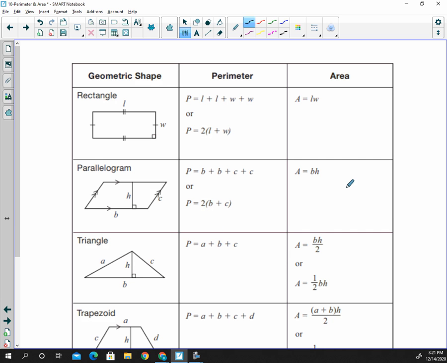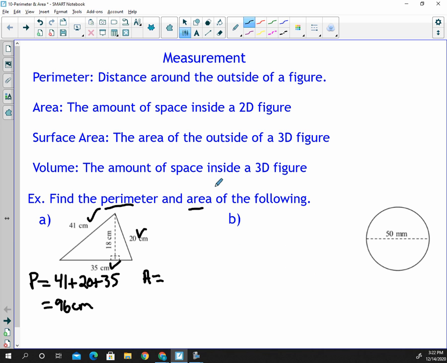And here's the triangle. In order to find the area of a triangle, we can either do half the base times the height, or we can take the base times the height and divide it by 2. Either one of those is acceptable. Let's do base times height divided by 2. Again, if you choose the other one, you'll still get the same answer. Now, when we talk about the base, we're talking about the distance along the bottom here, which is 35. And the height is 18. We multiply those and divide by 2.